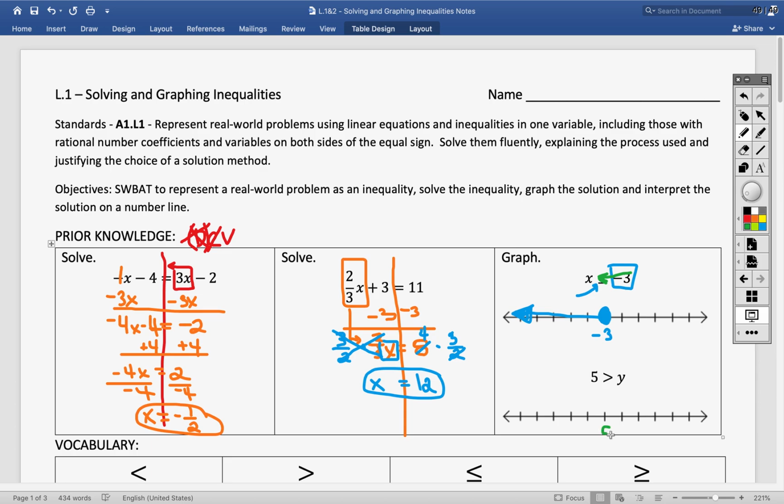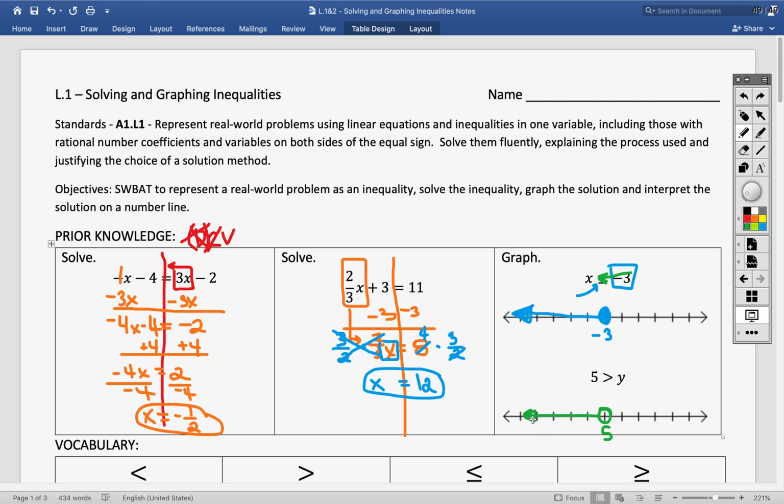Because if I put my 5 here and I put my open circle, because it is greater than, it says 5 is greater than y. Well, if I just follow that, it would be this way. But when I read it, starting at the variable, it says y is less than 5. That means I've drawn it in the wrong direction. Y is actually less than 5.